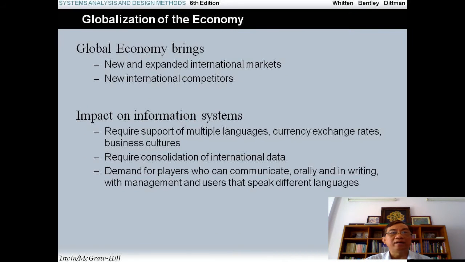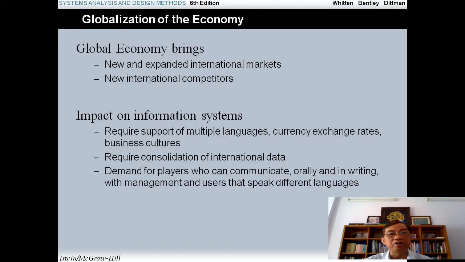Now I go to the globalization of the economy. The global economy brings new and expanding international markets and new international competition, a lot of competition. In Vietnam now we have a lot of international companies. So between the domestic companies and the international companies, there is a lot of competition.